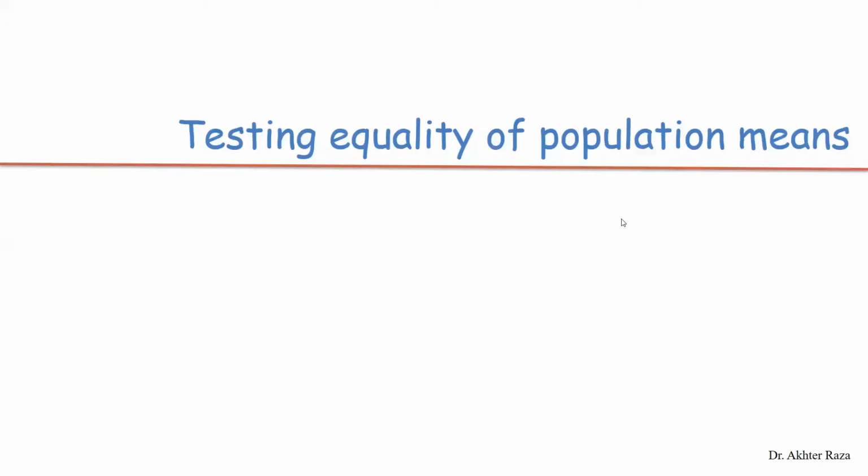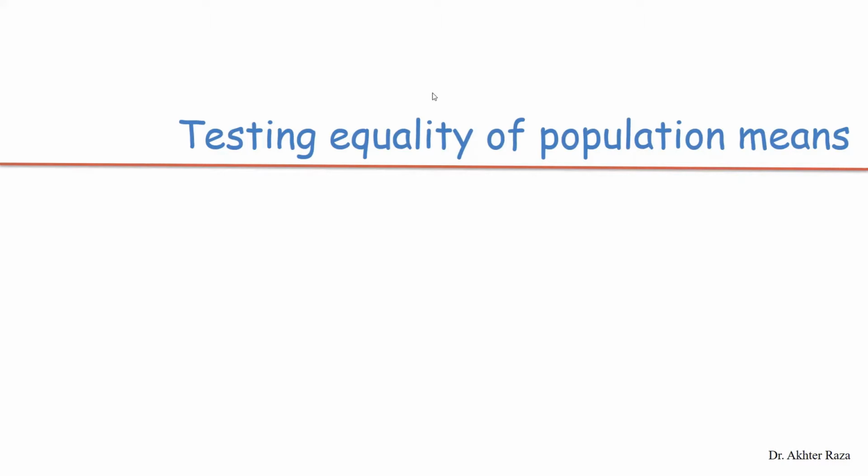Testing equality of two population means. In the previous lecture, we were discussing the testing of hypothesis for one population mean. We were comparing population mean with a given number. Here we have two populations and we want to compare the mean of the two populations. For example, there are boys and girls in the class, and we want to compare whether the average marks of the boys and the average marks of the girls in the class are equal or not.